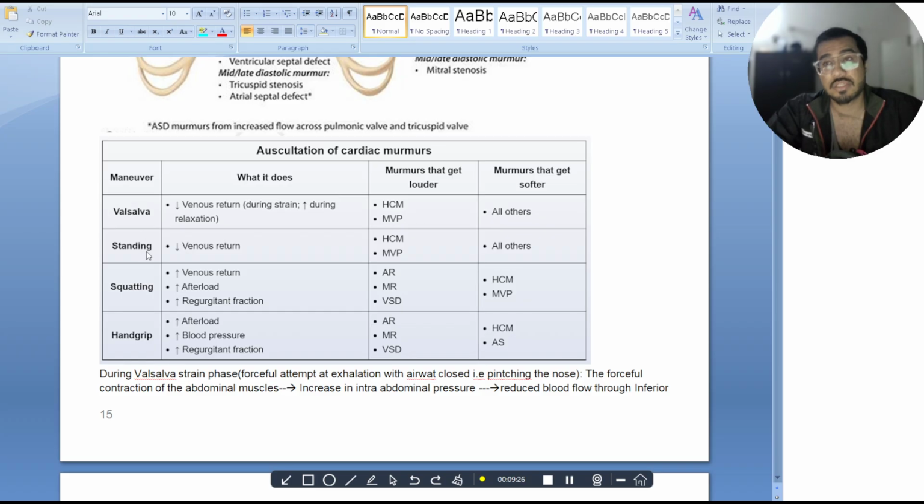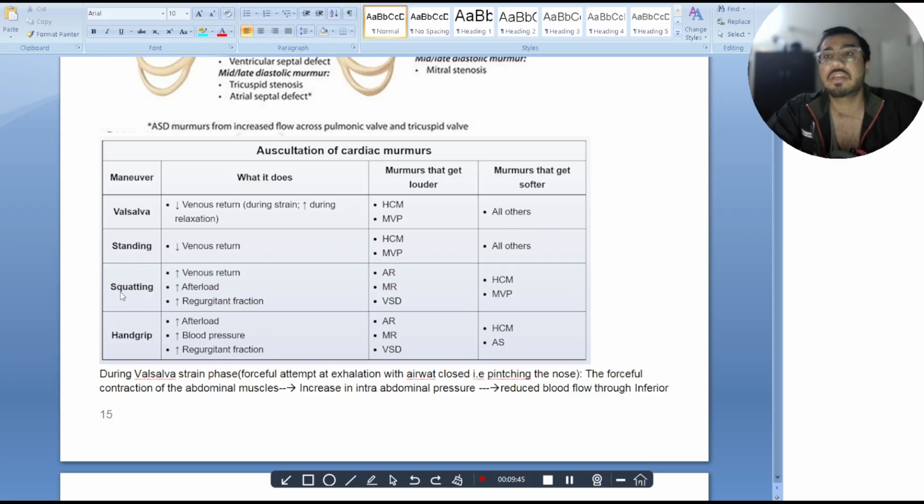Standing results in reduced venous return and reduced preload. The amount of volume in the LV chamber is going to reduce. Because the blood is less, all the murmurs are going to get softer except for the exception murmurs, HCM and MVP.